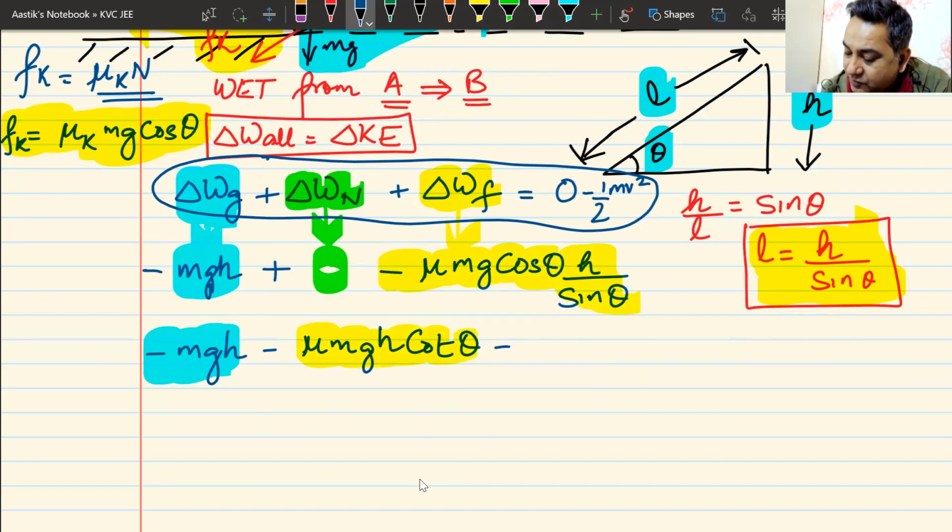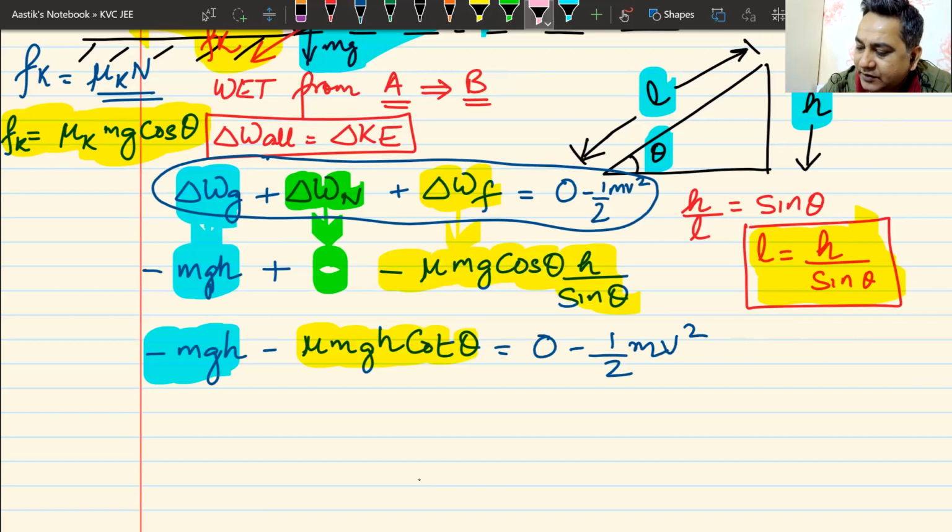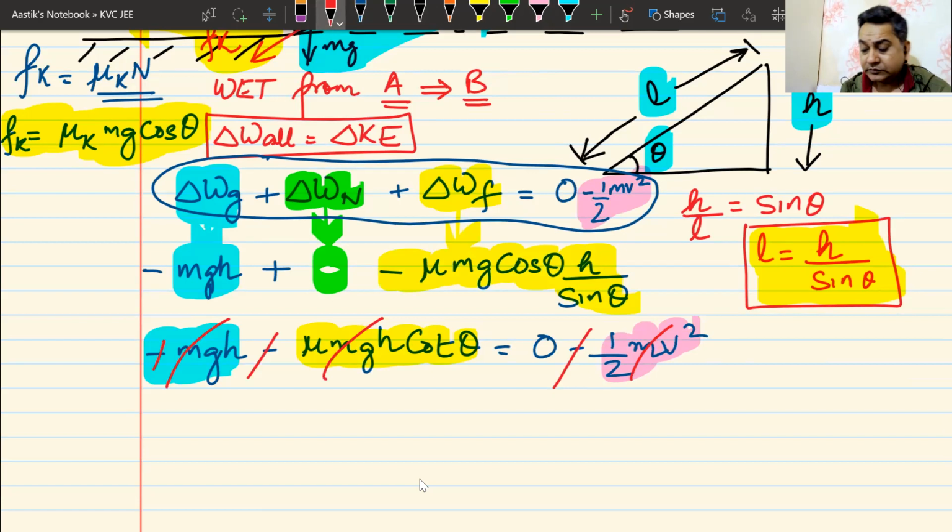And that must be equal to 0 minus half mv squared. From where it is coming? It is coming from here. That's it. We are done. Now cancel out the common term. Remember, mass is not required. So mass just moves out. Negative, negative, negative cancels. You have the value of h.